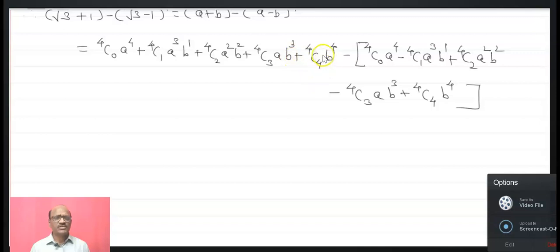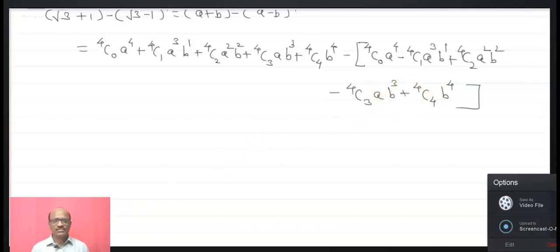Here a raised to 0 becomes 1. Whenever there is a minus sign in between, a minus b bracket raised to 4, then we get alternate plus and minus. That is 4C0 a raised to 4 minus 4C1 a raised to 3 b raised to 1 plus 4C2 a square b square minus 4C3 a b cube plus 4C4 b raised to 4.